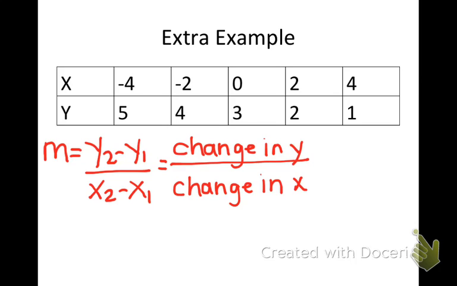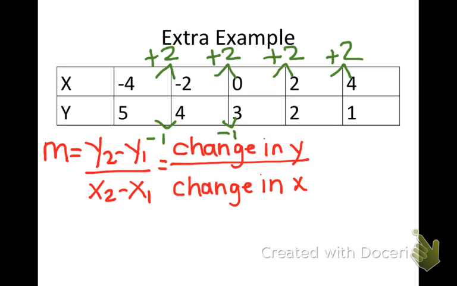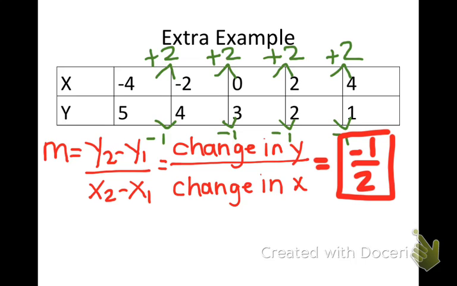Let's look for a pattern. With your x values, we have negative 4, negative 2, 0, 2, and 4. I can see a pattern of adding 2 each time. Do you see a pattern in your y? We're subtracting 1 each time. Therefore, our change in y is negative 1, and the change in x is 2. We've identified our slope to be negative 1 over 2.